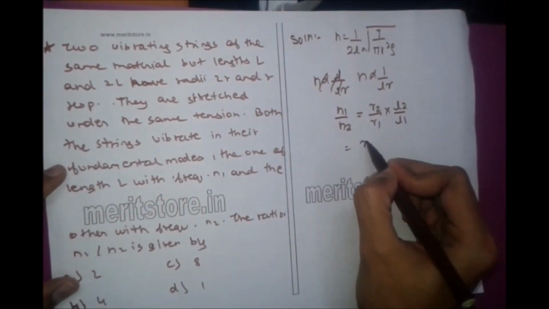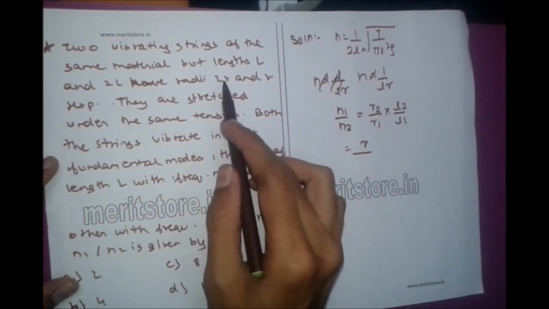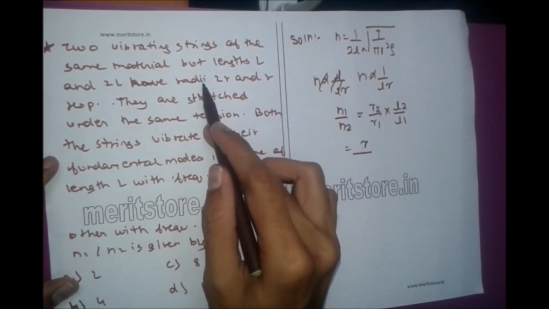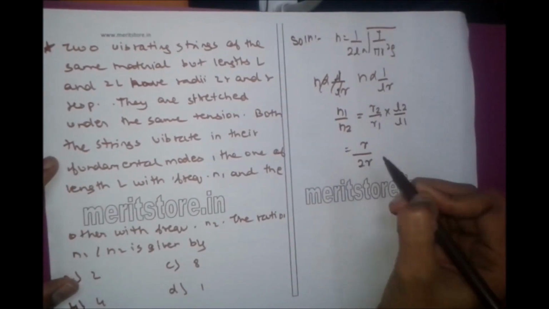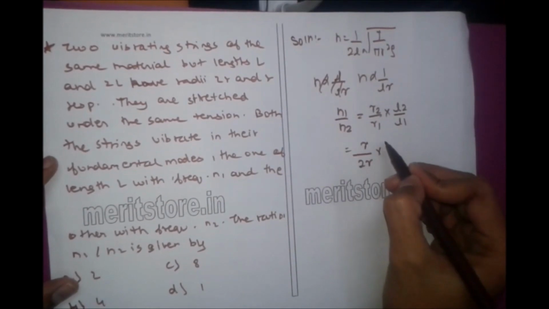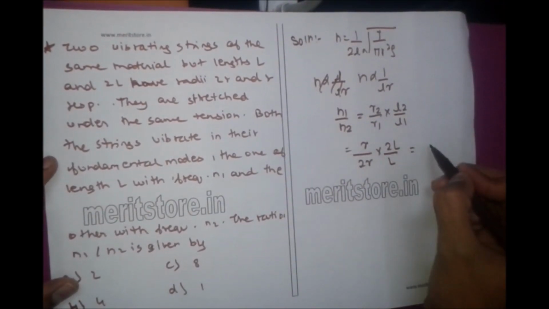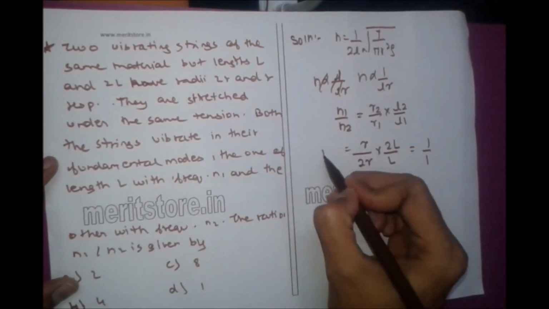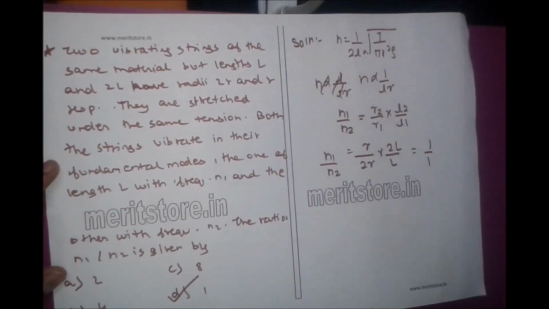The radii of the two strings are r and 2r respectively. So we have r upon 2r multiplied by the lengths, 2L upon L. Comparing both of them, we get 1:1 as the ratio n1 upon n2. So the correct option is D, 1:1.